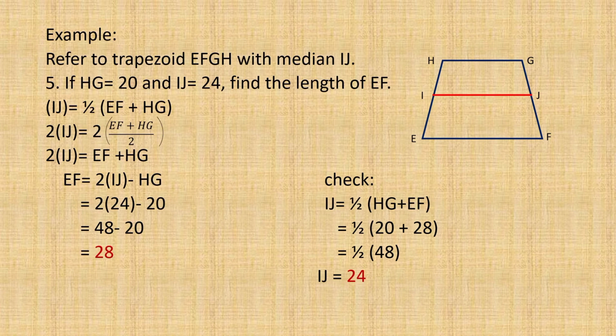Now to check if our answer of EF is correct, we are going to prove that IJ, which is the median, is equal to 1/2 of the sum of the two bases. So we have IJ is equal to 1/2 of the sum of HG plus EF. Substitute the value of HG, which is 20, and the value of EF, which is 28. So 20 plus 28 is equal to 48, and 1/2 of 48 is 24, which is the given value of IJ. So therefore, we have proved that the value of EF is equal to 28.